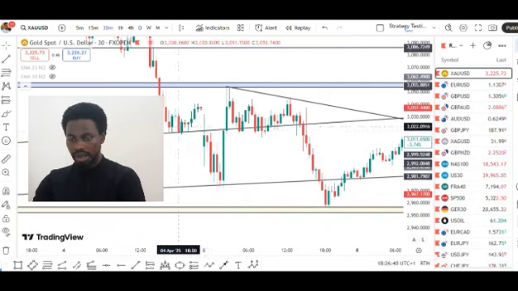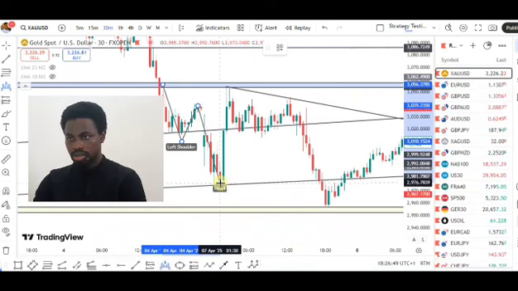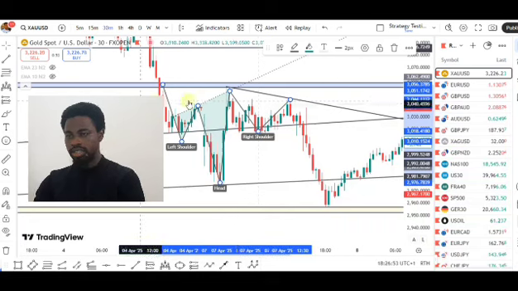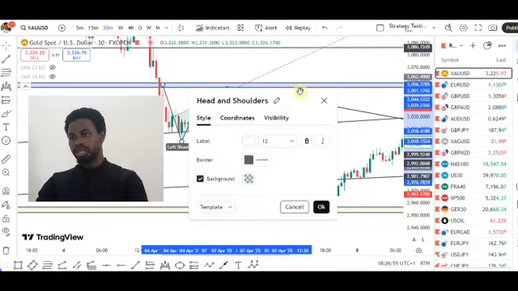So I actually mapped out, I took a screenshot of this, something looking like an inverse head and shoulders. Yeah, I took a screenshot of this. I'm like, okay, this is the neckline. Once this neckline is breaking, I'll get in this trade.